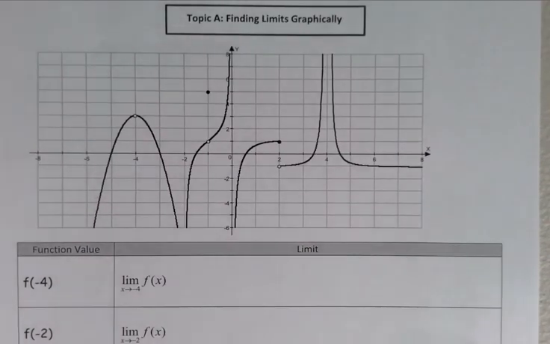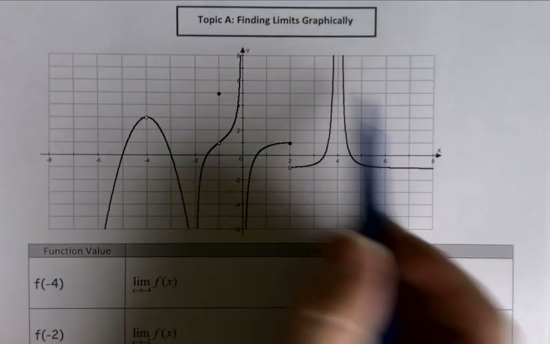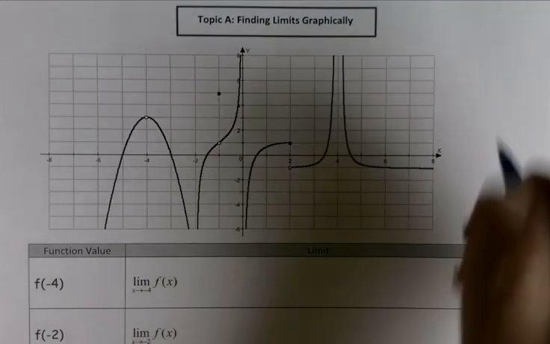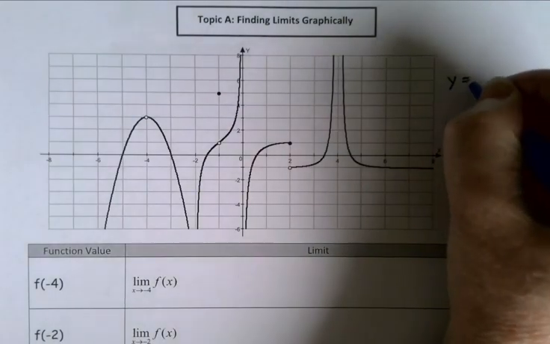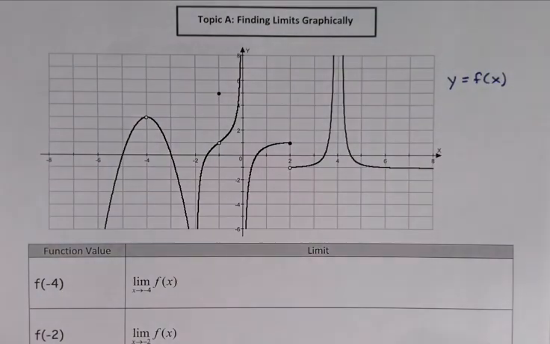So this is Unit 1, Topic A, finding limits graphically. I'm going to look at this kind of crazy graph, and I'm going to assume that this is the graph of some function, y equals f of x. Clearly we aren't given a formula. We're simply given the graph. The formula would have to be piecewise, right? It's kind of a crazy looking graph.